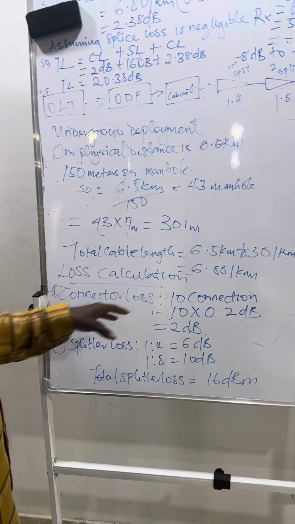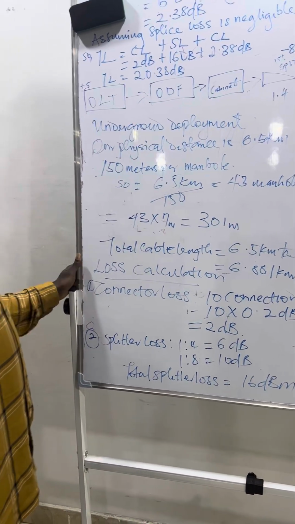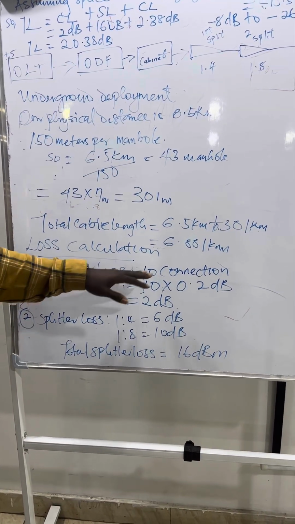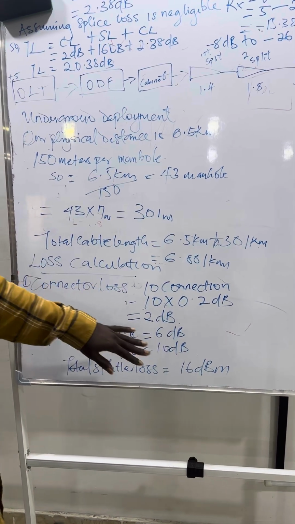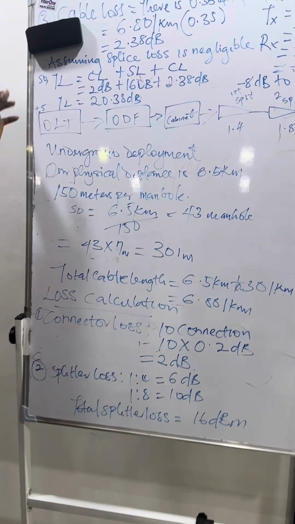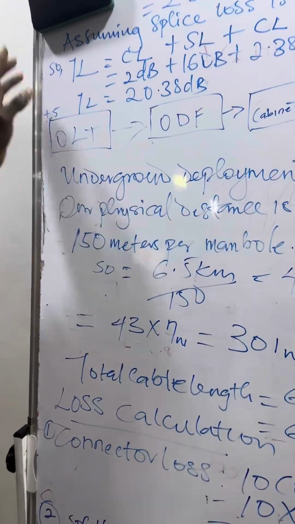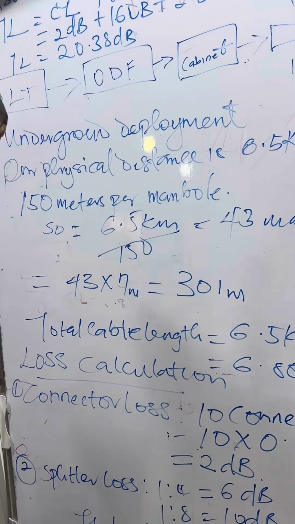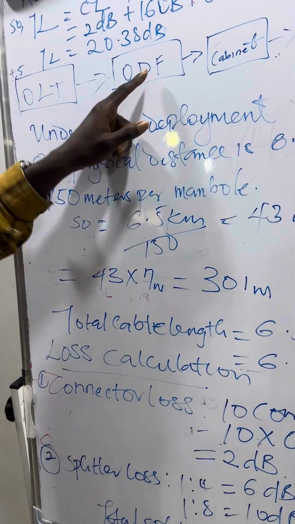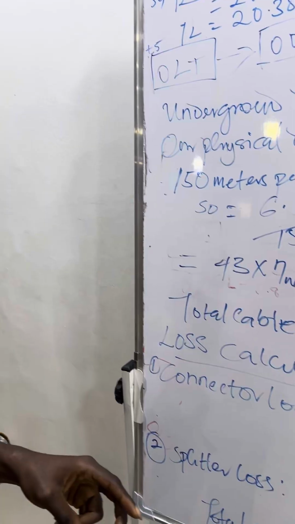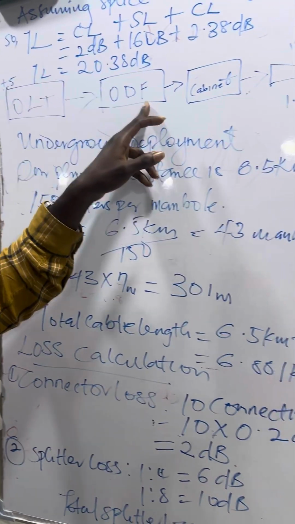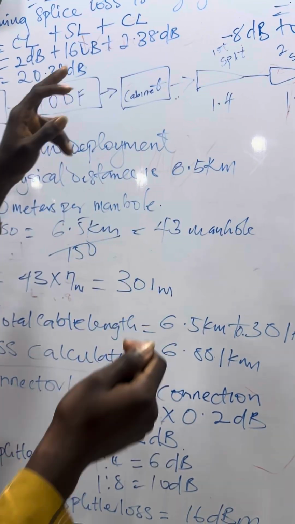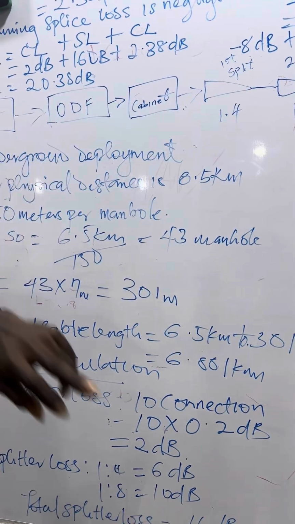Now we are going to losses. The first one is the connector loss, and you can see here we have 10 connectors, 10 connections. How do we arrive at that? From the OLT to the ODF, there is a patch cord which connects to the OLT and also to the ODF. So that is 2 connections. From the ODF to the cabinet, another patch cord, another 2 connections, making 4.